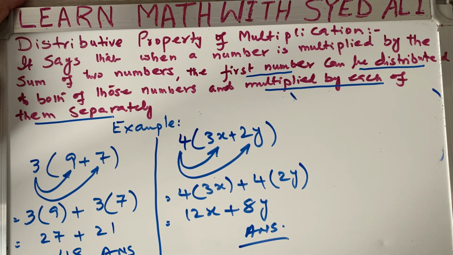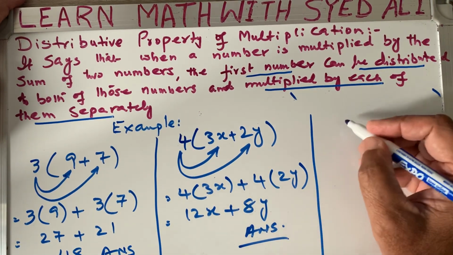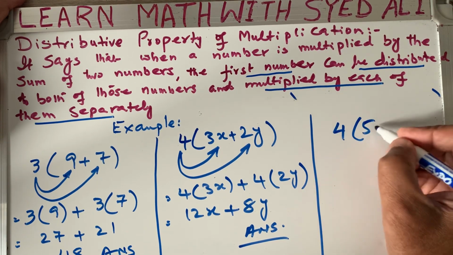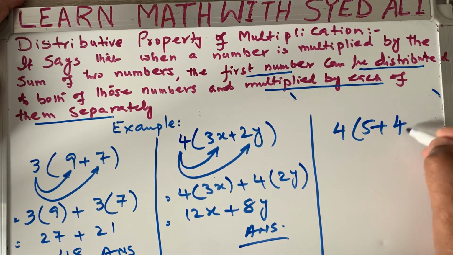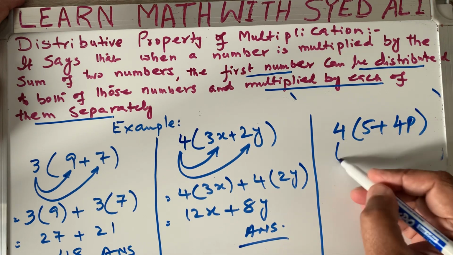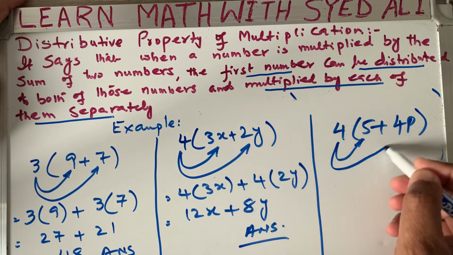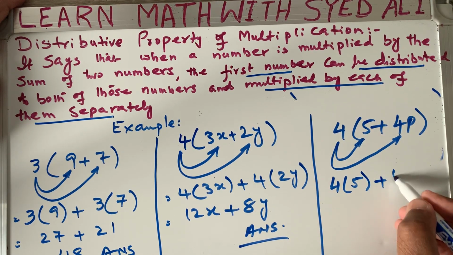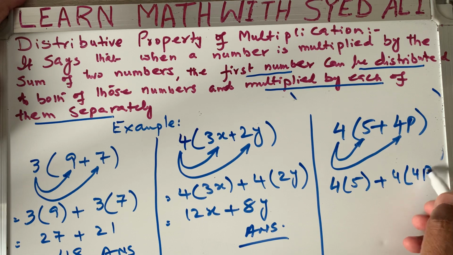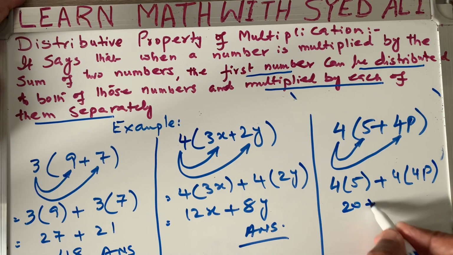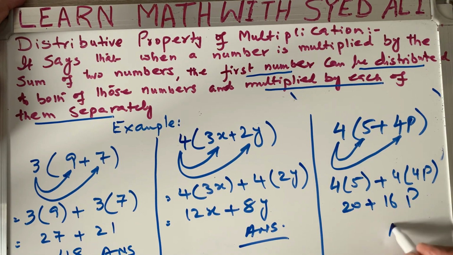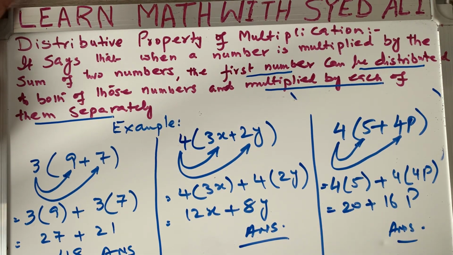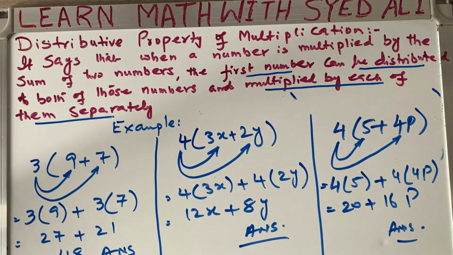I can give you another example. You can have any sort of example. 4 times 5 plus 4p. This time you can see the same thing. This number will go and multiply to each of them separately. 4 times 5 plus 4 times 4p. And then we can write 20 plus 16p. Still we have our answer. We don't know p, otherwise we could solve the expression. So I hope you understand this property.